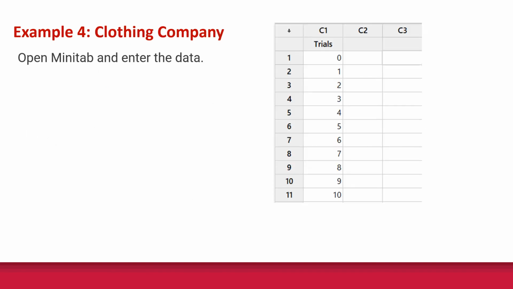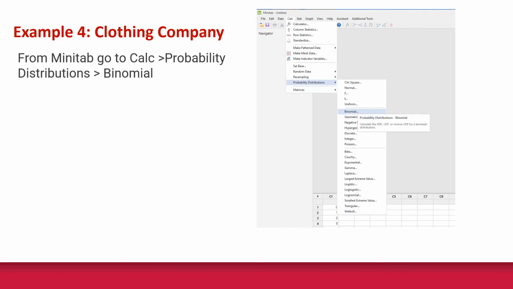So let's use Minitab to solve this. We open Minitab and enter data in the first column. In the first row, I call this trials. That's optional; you don't really have to call it anything. You can leave it blank. And I listed 0 through 10. So for Minitab, go to Calc, Probability Distributions, and select Binomial, since that's what we need in this case.